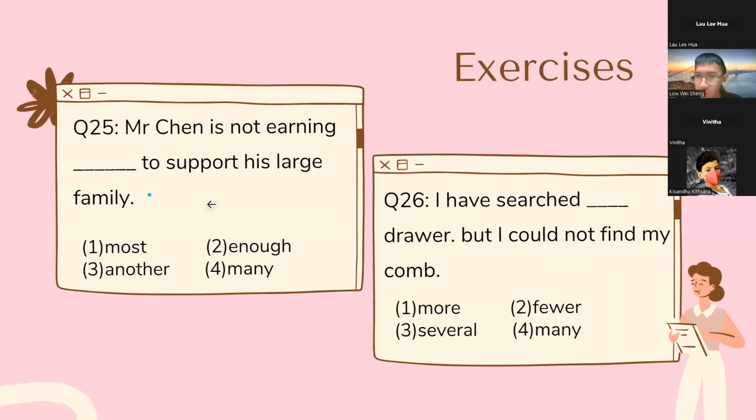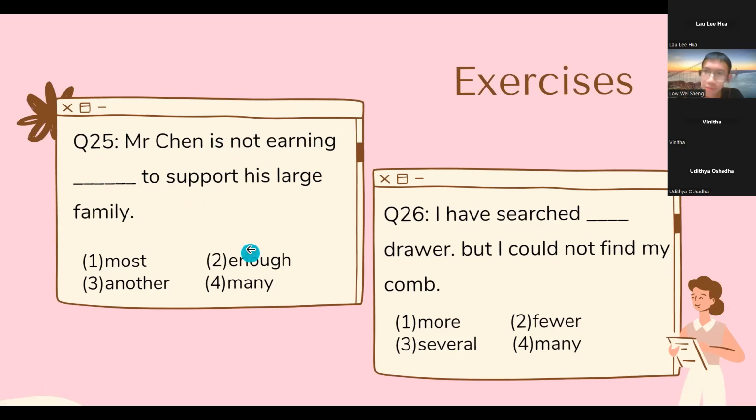All right, it's almost 6, so let's end off with two last questions, and then we can end off the day. Question 25. Mr. Chen is not earning to support his large family. Enough. Everyone, I am only hearing enough for now. Anyone think there's any other answer? Sounds like basically everyone thinks it's enough here, so let's just move on.